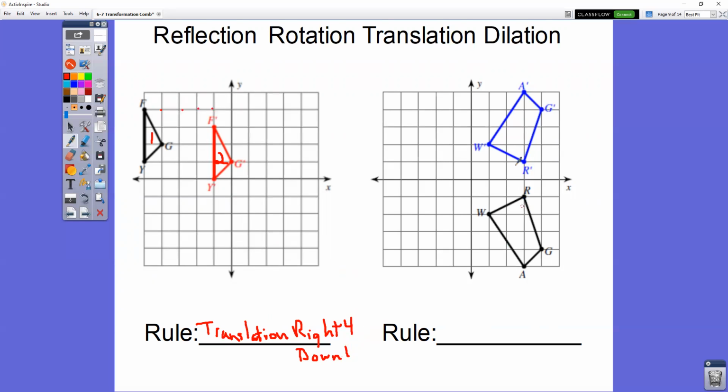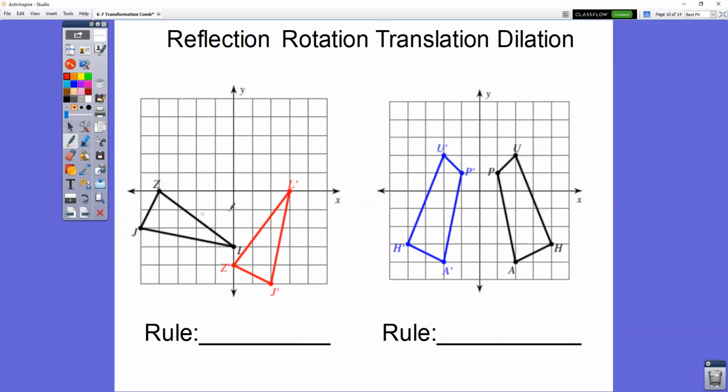If we take a look at this next one, I can clearly see that it is a flipped opposite mirror image. So that means that this one is a reflection. And now you have to be specific over what axis. Well, this one went over the x axis. That's the line that we're counting to and counting from. Take a look at this next one.